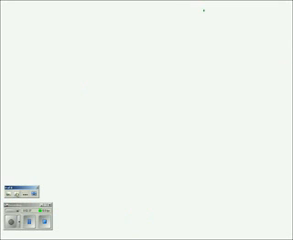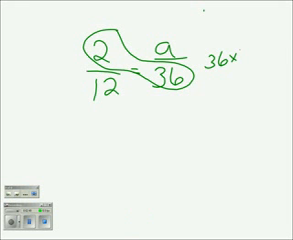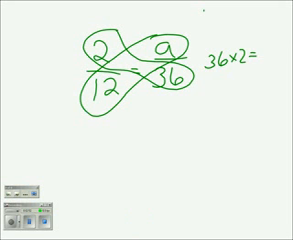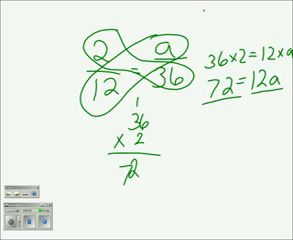Let's try one more. So we have 2 to 12 equals a to 36. So we're solving for a. We first find our cross products of 36 times 2 and 12 times a. And if you're not sure what 36 times 2 is, we can do some multiplication on the side. And we're left with 72. So 72 equals 12a. And then we're going to divide both sides by 12.